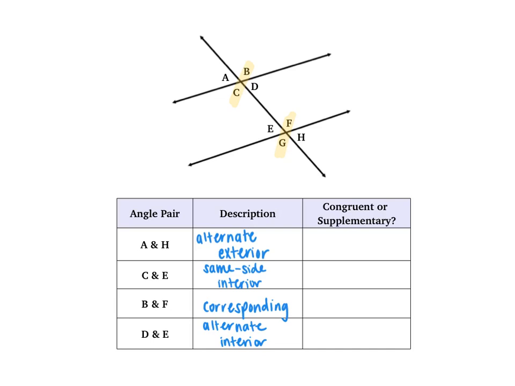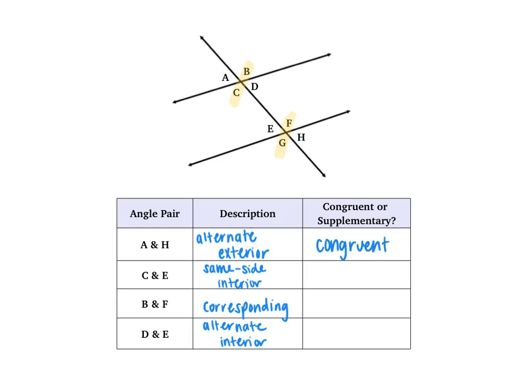So if they're congruent, they're either both going to be highlighted or they're both not going to be highlighted, but they're going to be the same. If they're supplementary to each other, that means I have one that's highlighted and one that's not. So if I look at our alternate exteriors, A and H, they're both not highlighted, so they're the same in that coding, so those would be congruent.